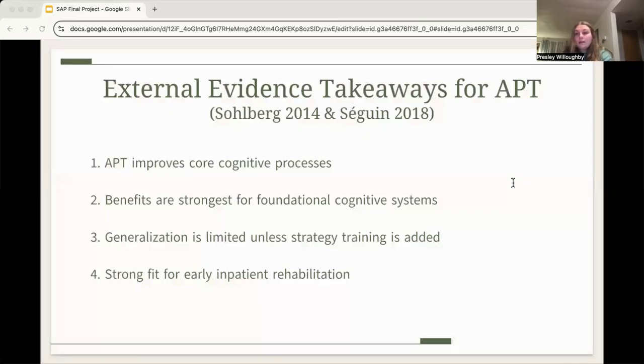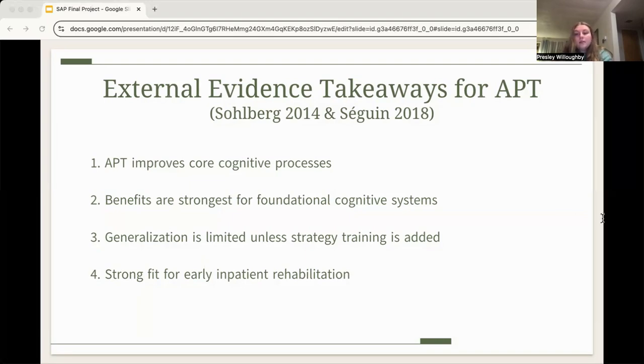So after analyzing this research, the studies consistently showed gains in attention regulation, working memory, processing speed, and basic executive functions after structured APT or APT-like training. APT builds the bottom-up capacities that support later strategy use, academic learning, and cognitive stamina, which is especially important early on after moderate TBI.